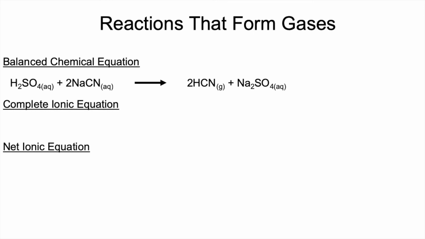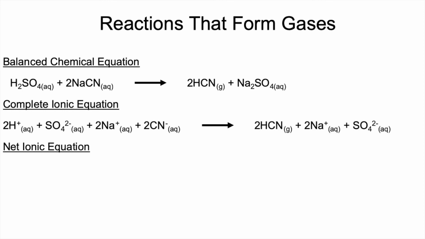In our reactants, both compounds are aqueous, so they should all be separated into their ions. So we should have 2 hydrogen ions because it's H2SO4, 1 sulfate ion, 2 sodium ions, and 2 cyanide ions. In the products, hydrogen cyanide is a gas, so it's going to remain as its molecule, but sodium sulfate is aqueous, so we're going to separate that into its ions. To write the net ionic equation, we should notice that sulfate and sodium are the same on both sides of the reaction. So our net ionic equation is the hydrogen ion reacting with the cyanide ion to form hydrogen cyanide gas.